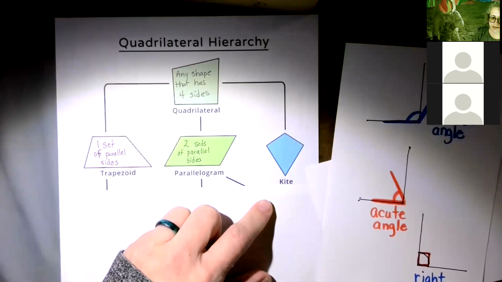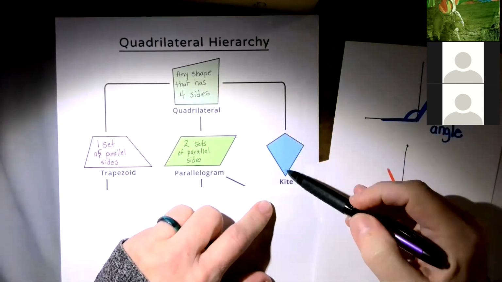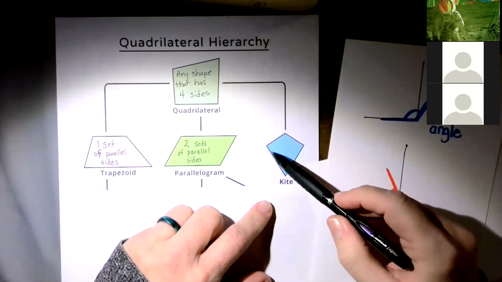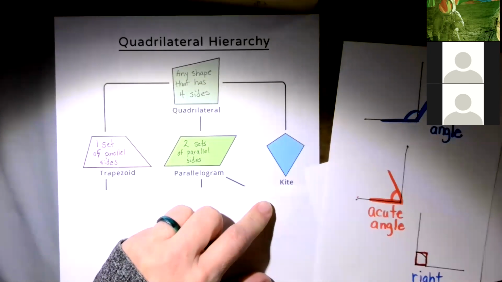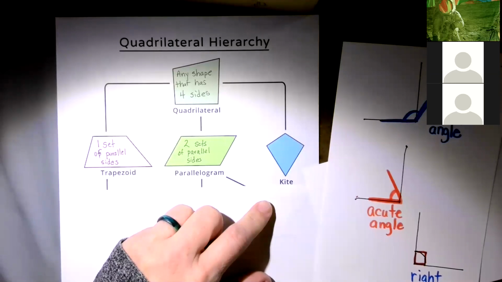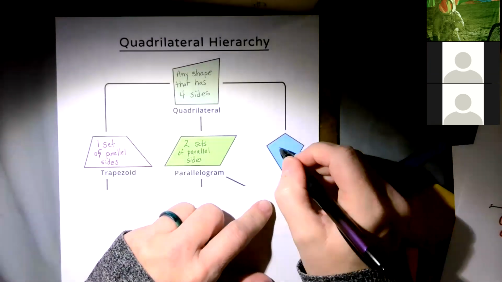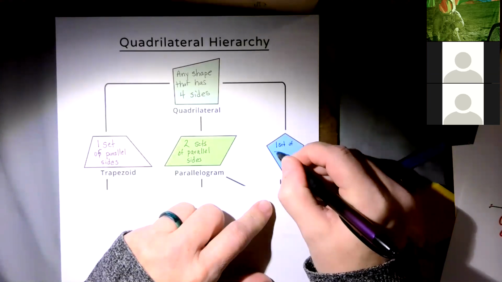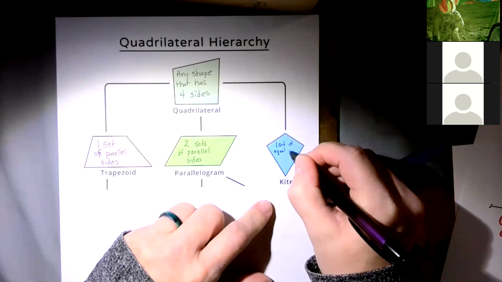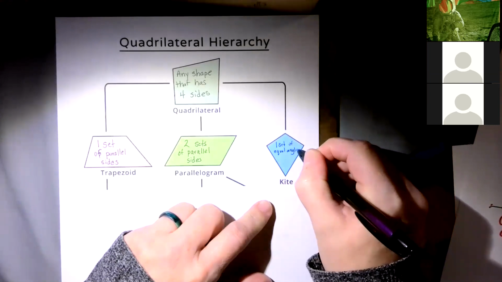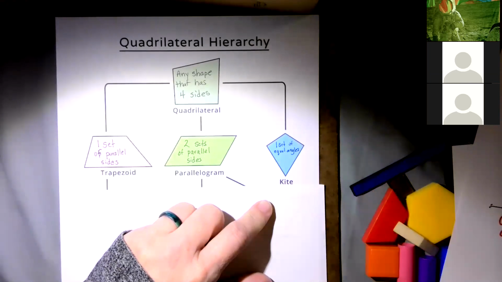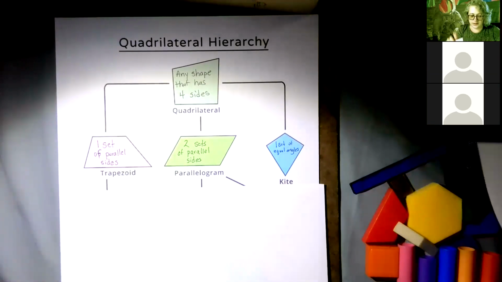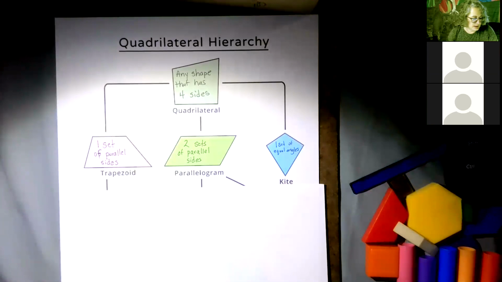Okay. All right. So they are not the same. But what about this side and this side? Do those look like they're about the same size? Yes. Okay. So it's got one set of equal angles. Just one set of equal angles, and they're across from each other. Okay, that's all you'll need to say for a kite.